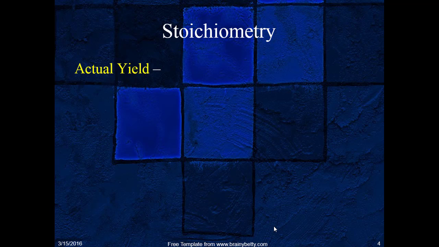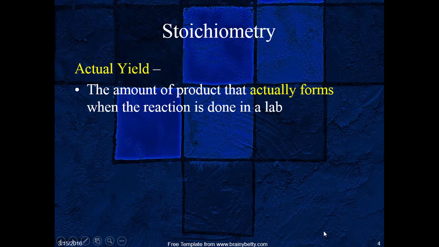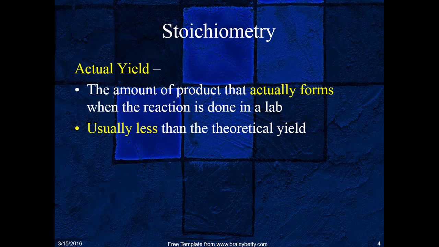So what you actually collect is called your actual yield. And here's our other new vocabulary term for today. The actual yield is the amount of product that actually forms when the reaction is done in a lab. So when you're all done with your lab activity and you're left with your product in a filter paper or in a beaker, how much is actually there? Usually this is going to be less than what you calculated for your theoretical yield. We tend to lose things along the way anytime you transfer a solution or a powder from one container to another. A little bit gets left behind. And so the actual yield should be less than the theoretical yield.